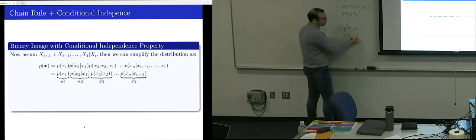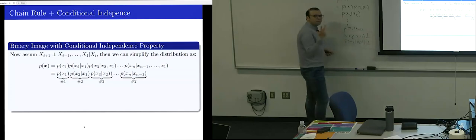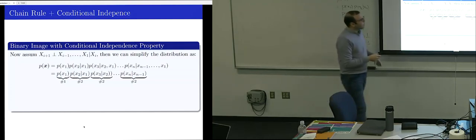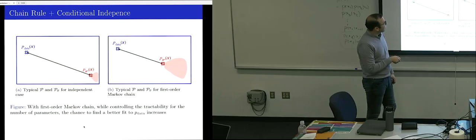P of x2 given x1 equal 0 has 1 parameter. P of x2 given x1 equal 1 has another parameter. So totally it has 2 parameters. And the number of parameters is drastically reduced in comparison to the original one. The number of parameters is 2n minus 1.